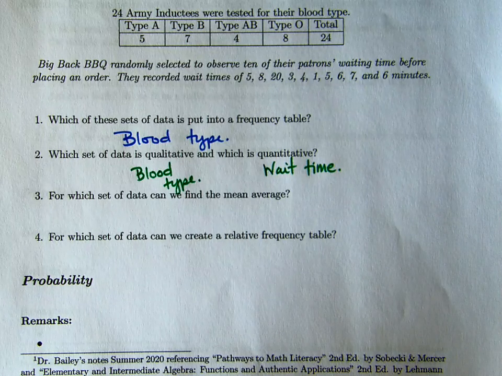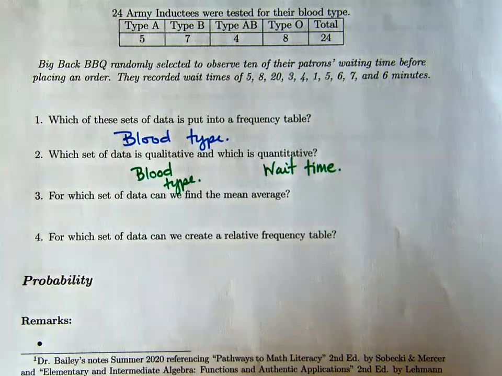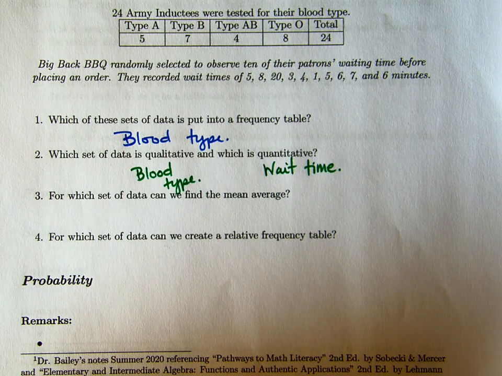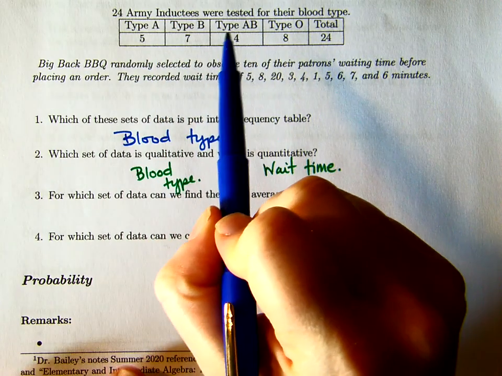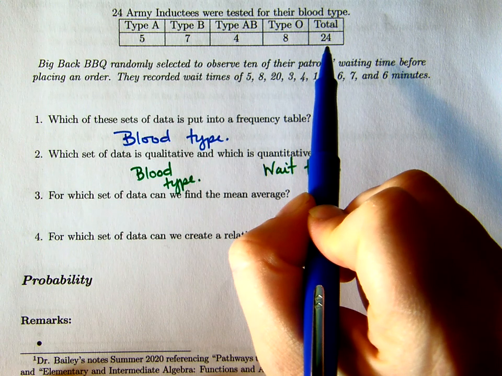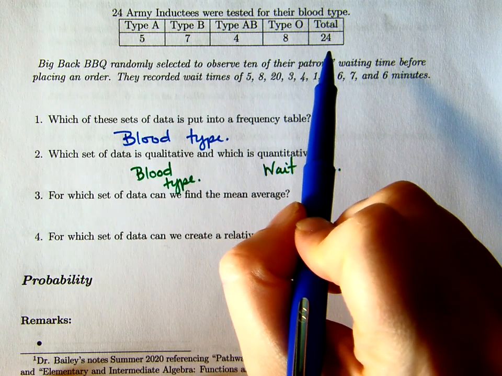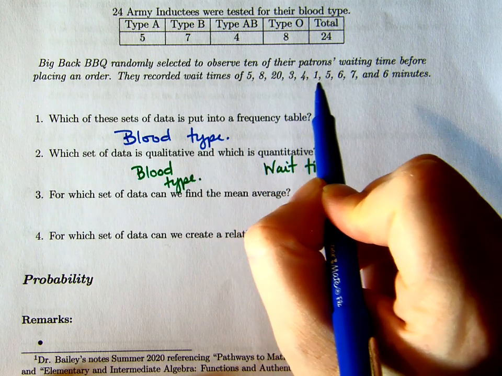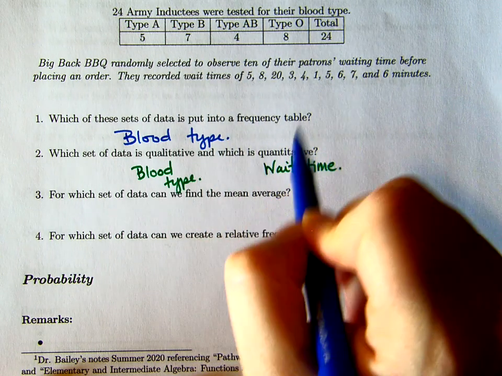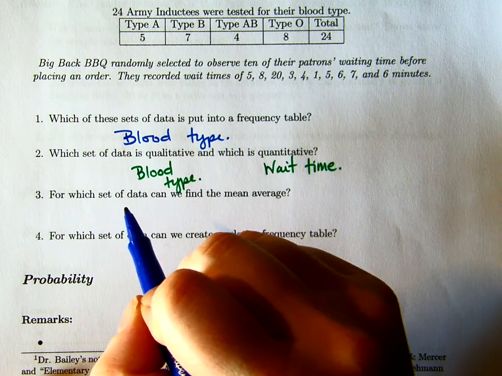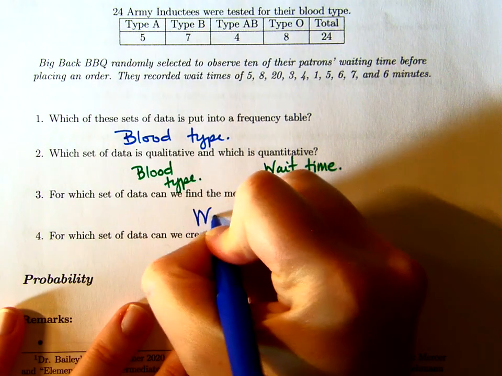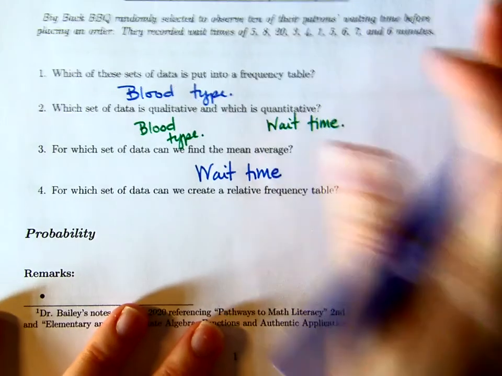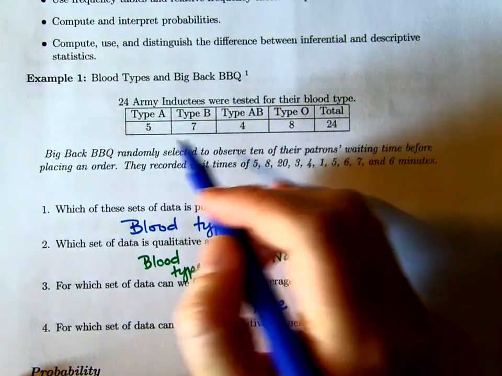And then this is a totally different type of question where the response is a numerical measure. For which set of data can we find the mean average? Okay, now I'm just expecting that many of you know how to compute the average. In order to compute an average, you have to add them all together and divide by how many. You cannot add up blood types. If you added these up and then divided by 24, you should get 1, as in 100% of all of these people have some sort of blood type. But here, if we added up 5 plus 8 plus 20 plus 3 plus 4 plus 1 and so on, and then divided by these 10, then we would find an average wait time. Because they're quantities, we can add these up and divide by 10 to give us an average wait time. But we can't really find an average blood type.